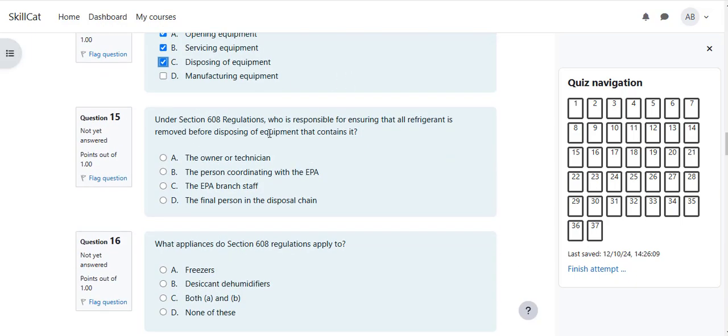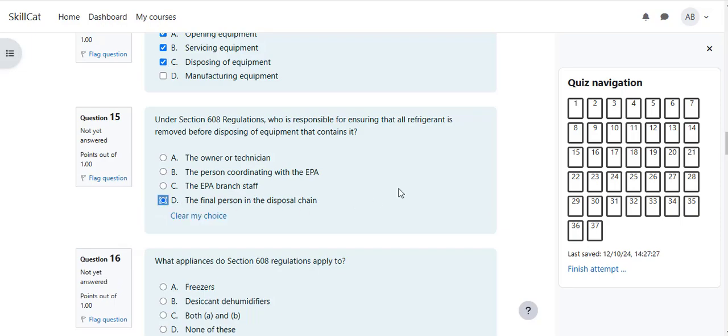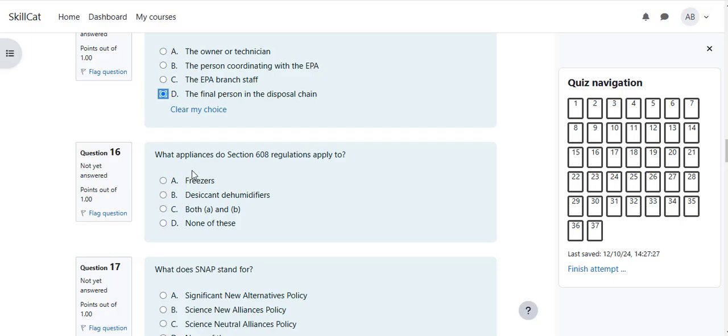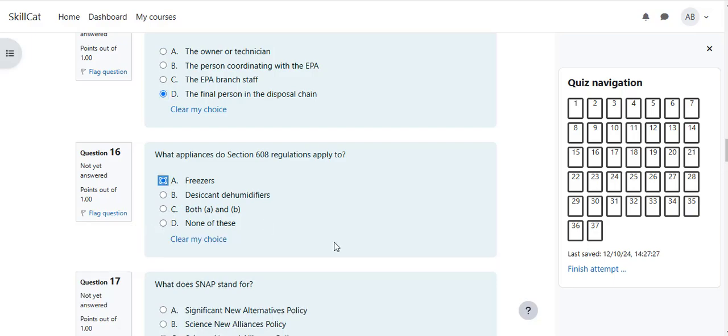Under Section 608 regulation, who is responsible for ensuring that all refrigerant is removed before disposing of equipment that contains it? The owner or technician, the person coordinating with the EPA branch staff, or the final person in the disposal chain. What appliances does Section 608 regulation apply to? Freezers. Does Section 608 apply to freezers? Discount dehumidifier, both A and B. Freezers.